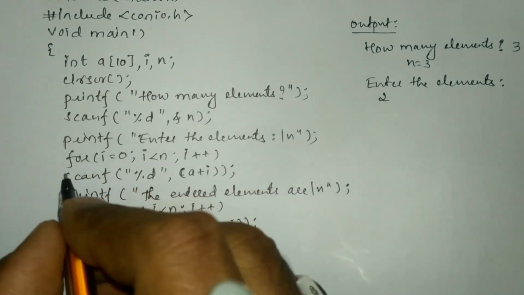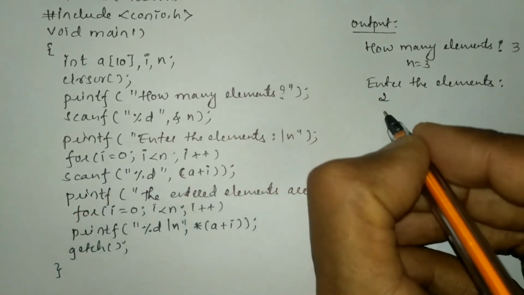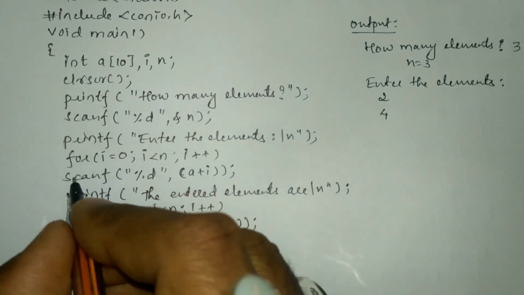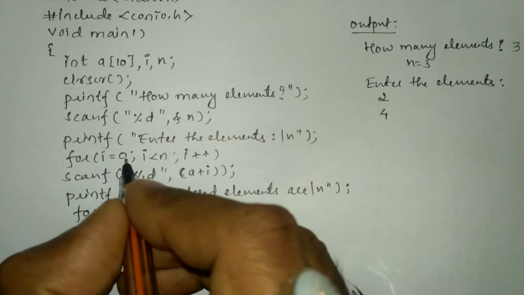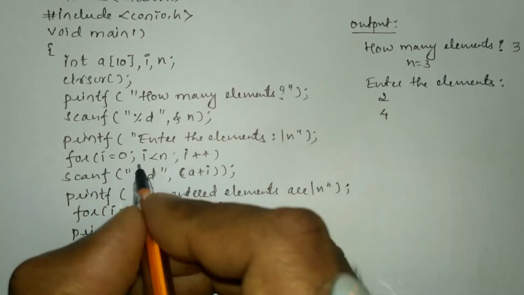Next, again it increments the value of i by 1. Here i value will become 1. Now next I am going to enter number 4. Again control transfers to the for loop by incrementing the value of i by 1. Now i value is 2. 2 is less than 3 because n is 3. So hence it is true.